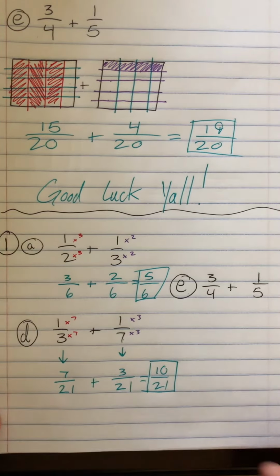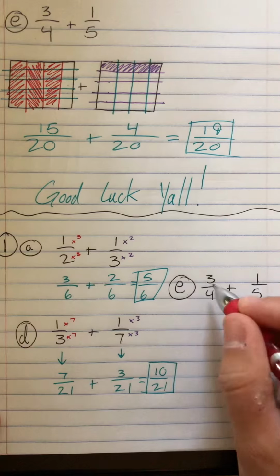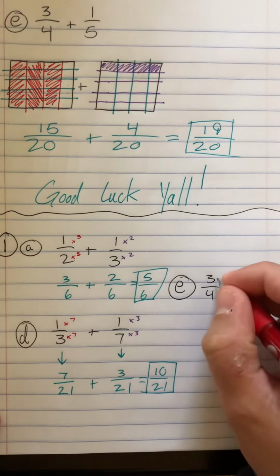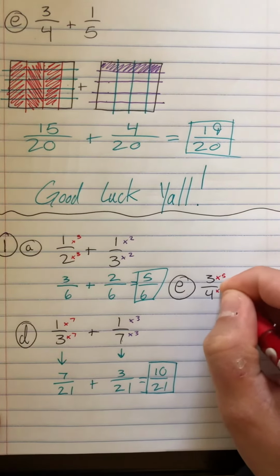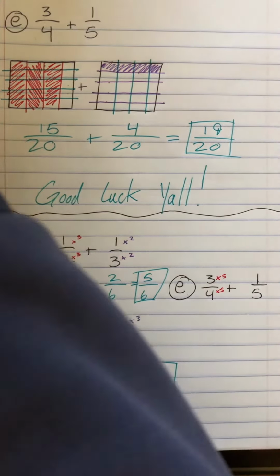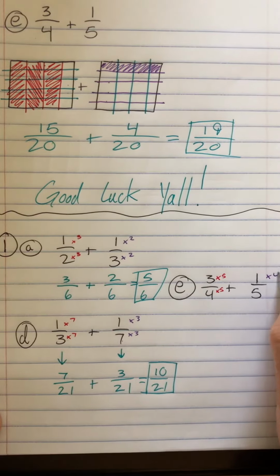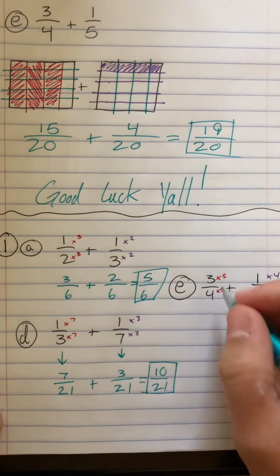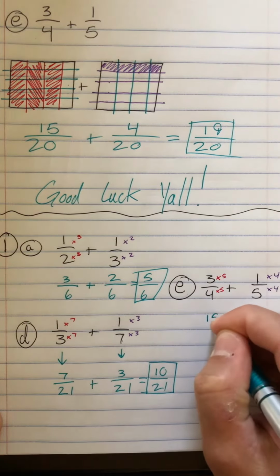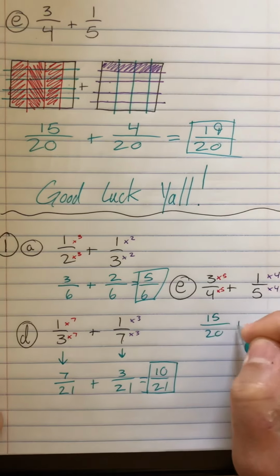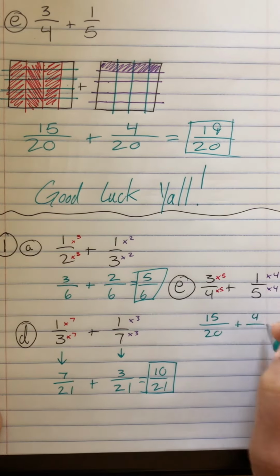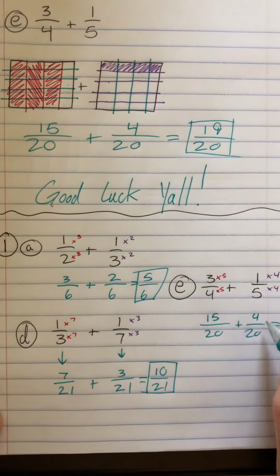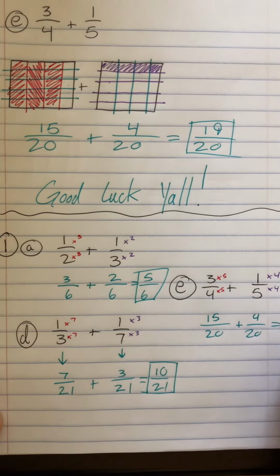And this final one, kind of the same idea here. I'm going to multiply this whole side by this denominator, and I'm going to multiply this whole side by this denominator. So this is times 5 times 5. Okay, and those are kind of small. And this side would be times 4 and times 4. All right. 5 times 3 is 15. 4 times 5 is 20. 1 times 4 is 4. 5 times 4 is 20. 15 plus 4 is 19. And that's all over 20.